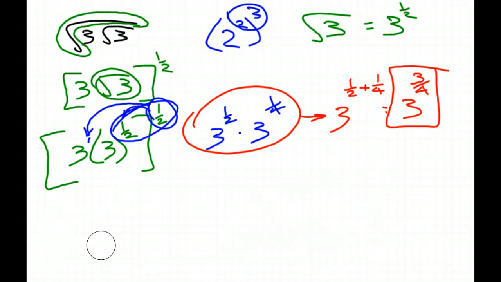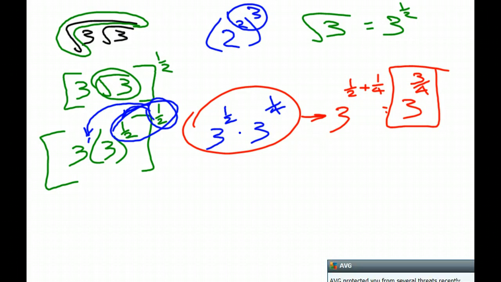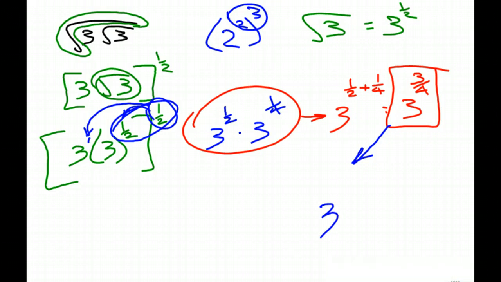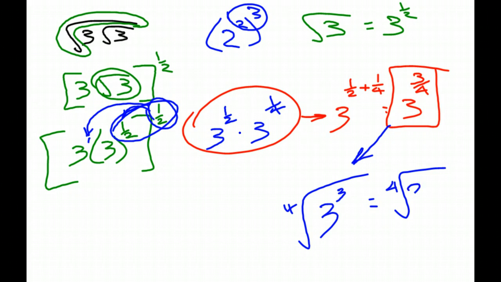All right. So, how can I write this in radical form? The fourth root of 3 cubed, right? Which is the fourth root of 27. And that's your answer? Well, I will take this answer. That's just fine and dandy, but the fourth root of 27 is actually an option as well.